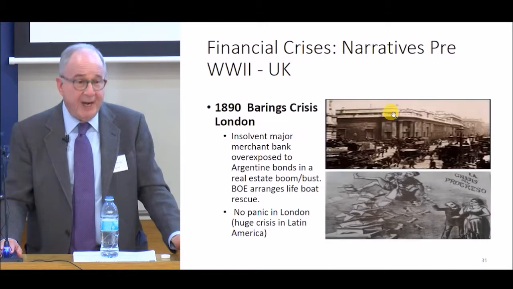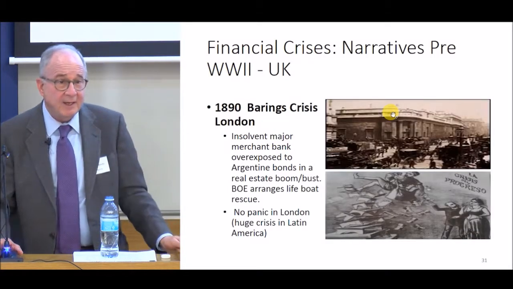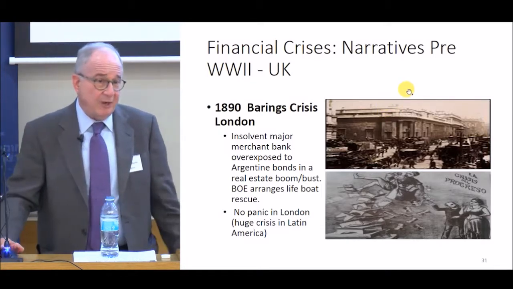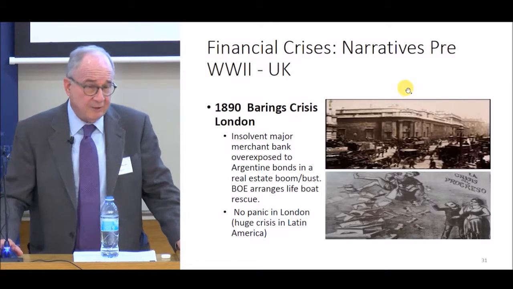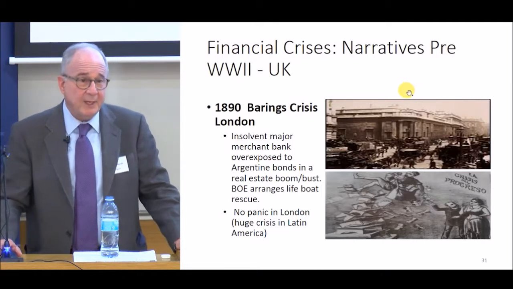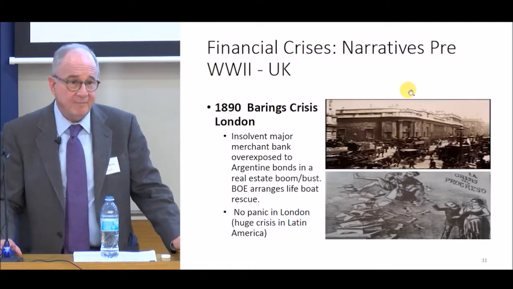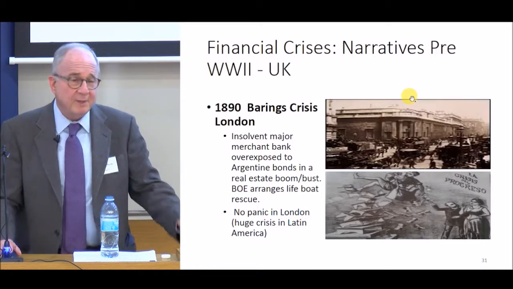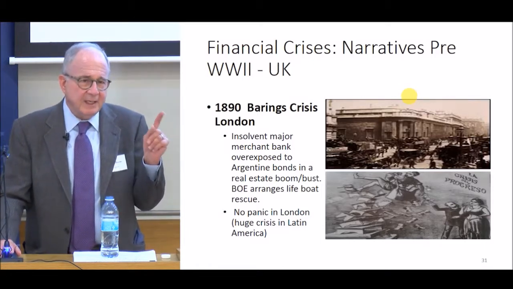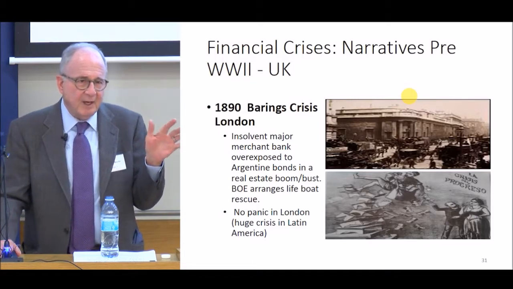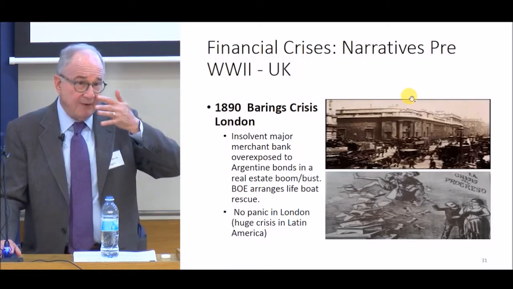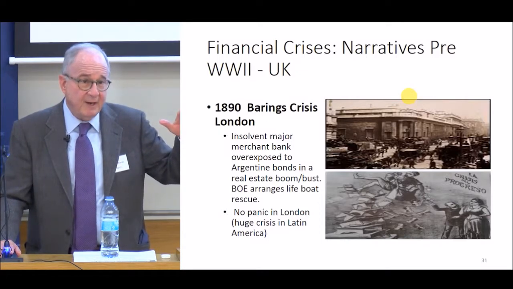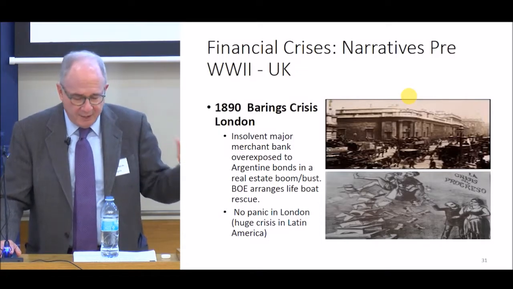This is the Barings crisis of 1890, which again involved Argentina, a terrible mess in Argentina. It was a debt crisis, and a big British bank had lent money to Argentina. It became insolvent. But here, the Bank of England intervened and did something called a lifeboat operation. They gave a temporary bailout, which was guaranteed by the government, and there was no panic in London.